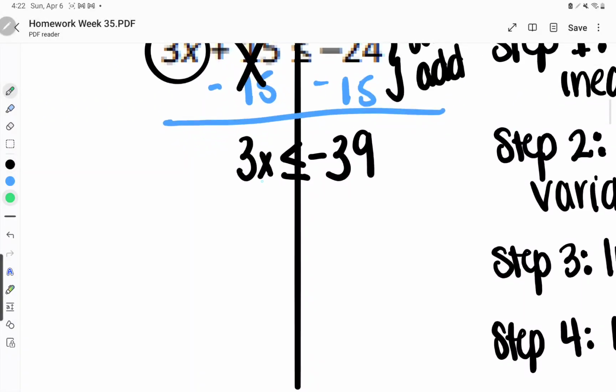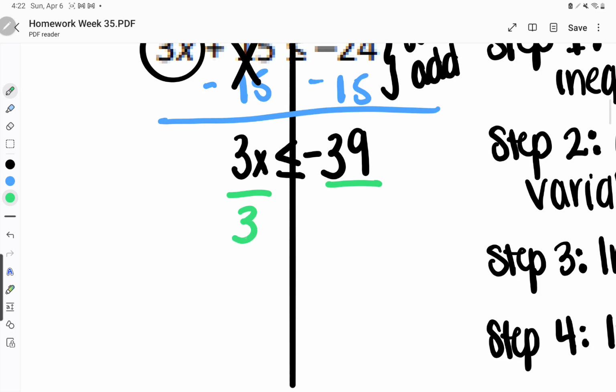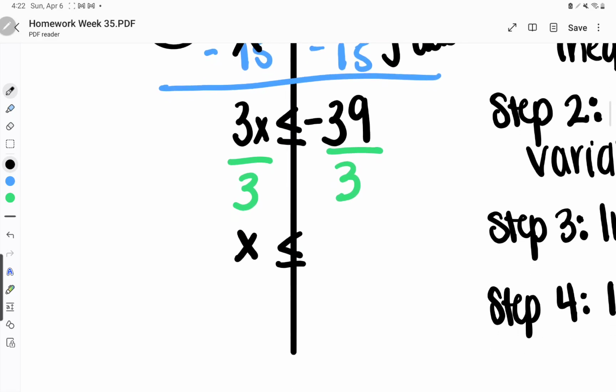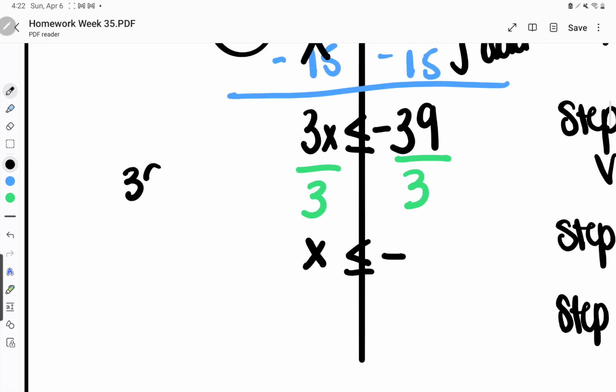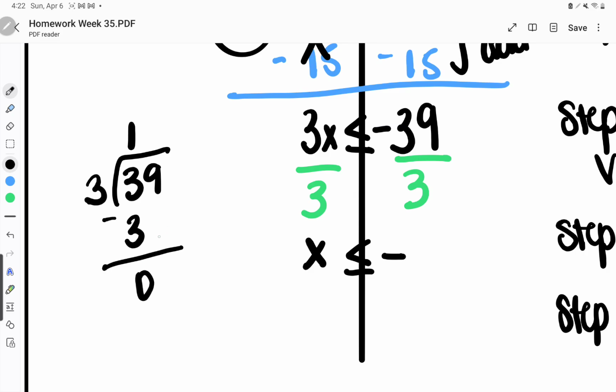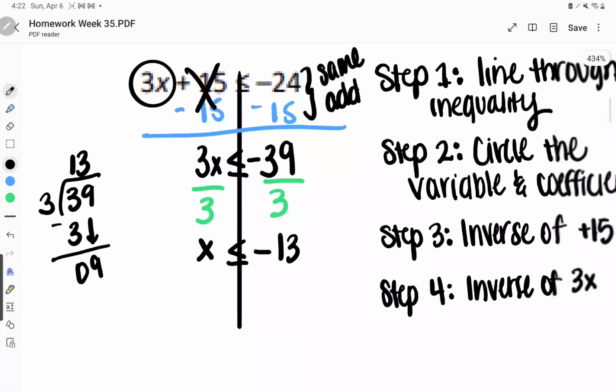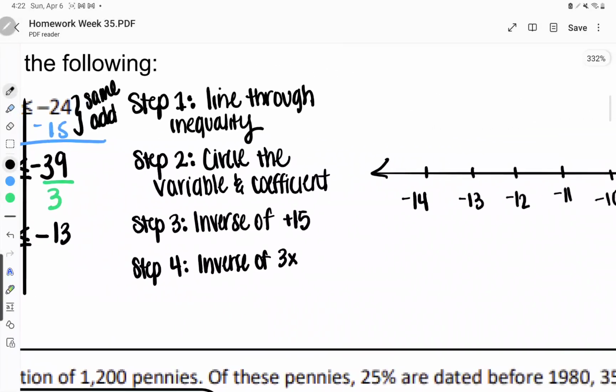All right, now what do we do? We divide by 3 on both sides. And then that gives me x on the left side, and then on the right side, I have a negative divided by a positive, which is a negative, and then I have 39 divided by 3. 3 goes into 3 one time. 1 times 3 is 3. Subtracting that gives me 0. And then I drop down my 9, and 3 goes into 9 3 times. So I have x is less than or equal to negative 13.